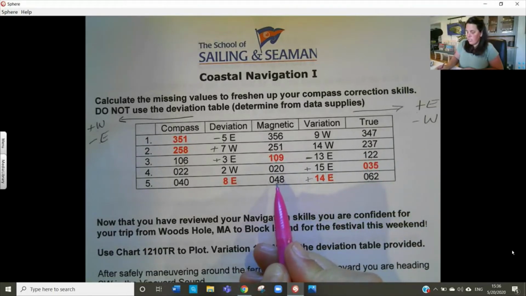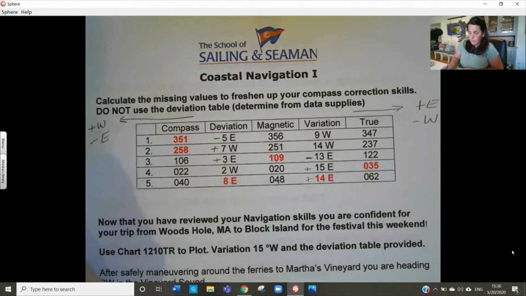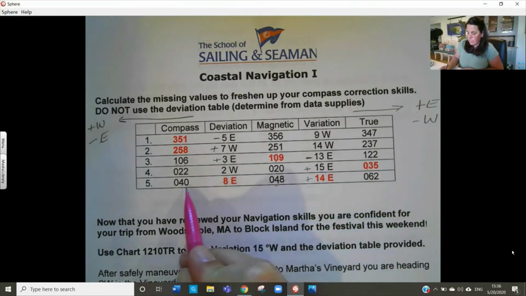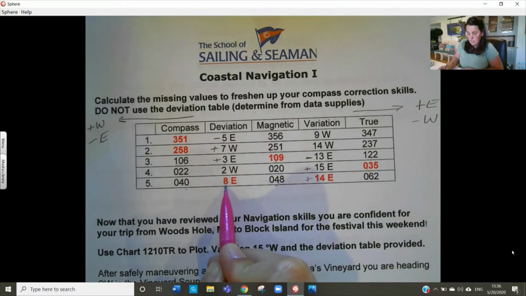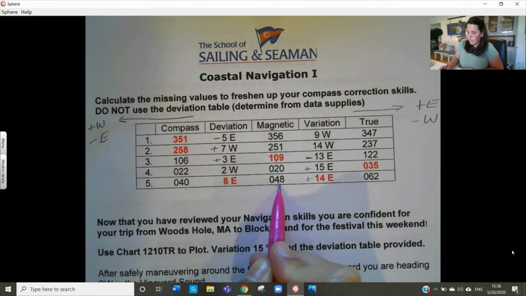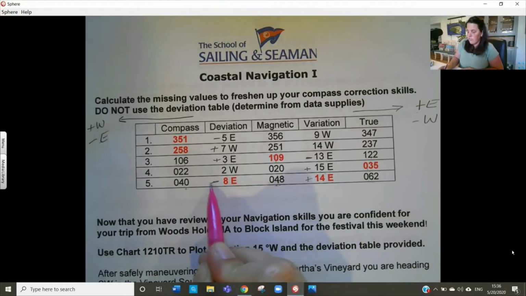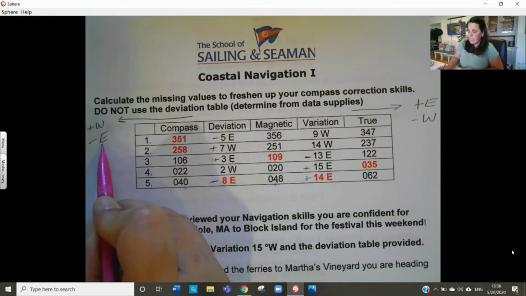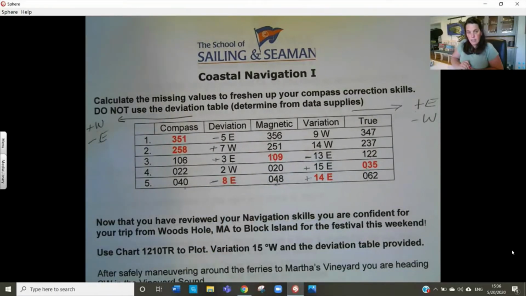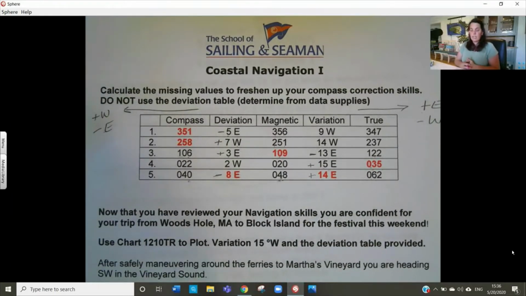If I'm starting at 48 and going from 48 to 40, I have 8. And going from 48 to 40, I need to be going less than. I need to be subtracting. So if I subtract, that gives me east. And I could write in the east. So that was just an exercise for compass error, but we are always going back and forth with missing numbers for that. So we will move on to our chart plot.